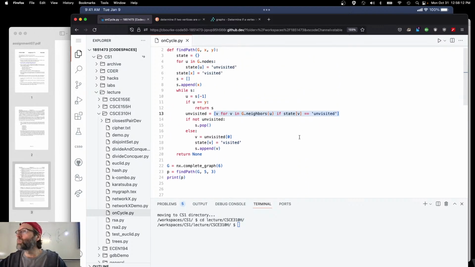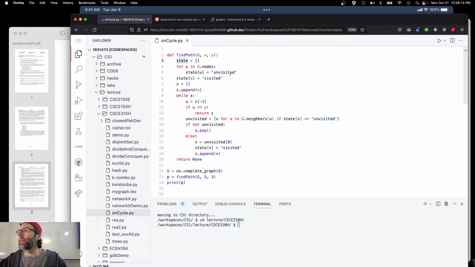State? What is that? Oh, that's just what I did. The state, I initialize everything to unvisited, white. It's just a map, right? And then I made X visited. That's where I started. And then for all vertices in the neighborhood of U, if it's unvisited, include it in this list, so that if that list is empty, then backtrack by popping. Otherwise, move forward by simply taking the first one.